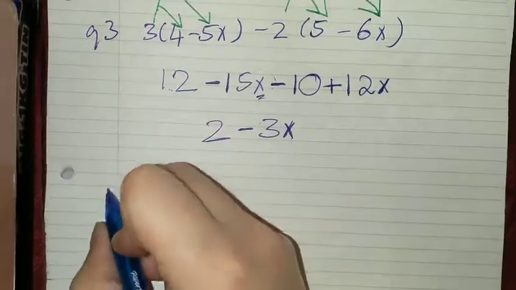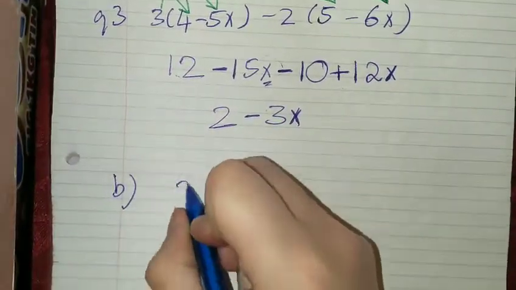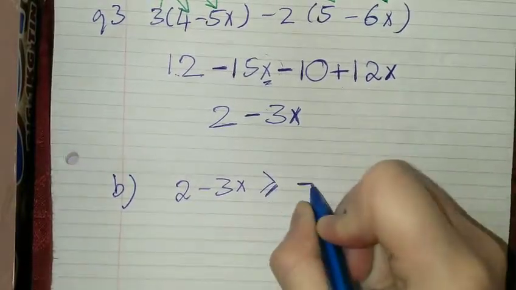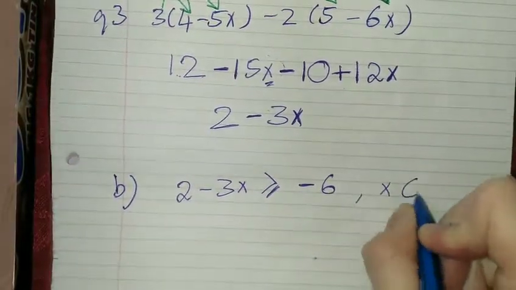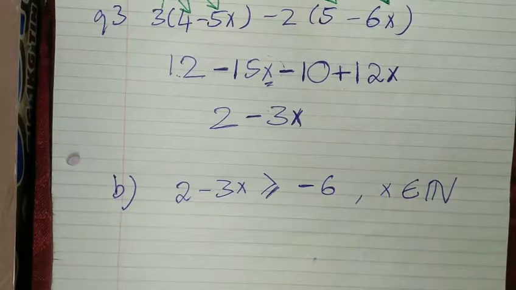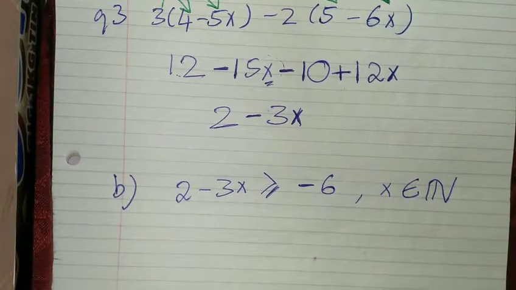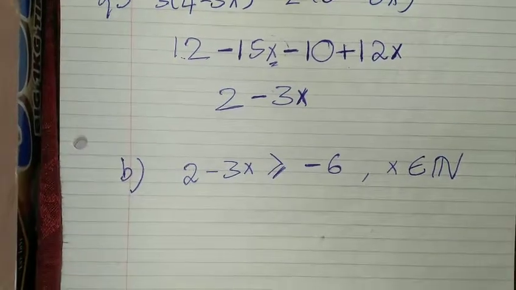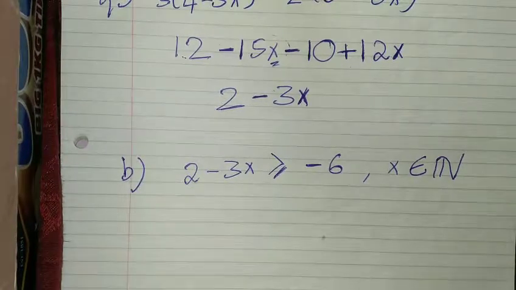And then the next one, I have 2 minus 3x is greater than or equal to minus 6, where x is an element of N. So I was asked to list all of the values of x that satisfy the inequality. Firstly, I'm going to try get anything with an x on one side and anything that doesn't have an x on the other side.